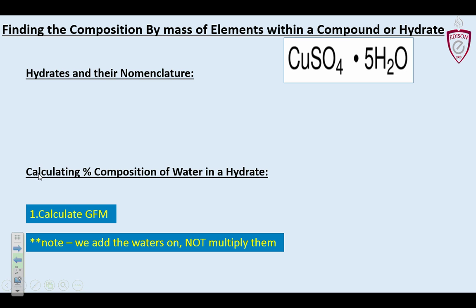If it's 2 waters, we'll add 2 waters. In this case it's 5, so we add 5. We add the waters on, we don't multiply, because there's a dot. So in a way, there are really 2 gram formula masses to do.